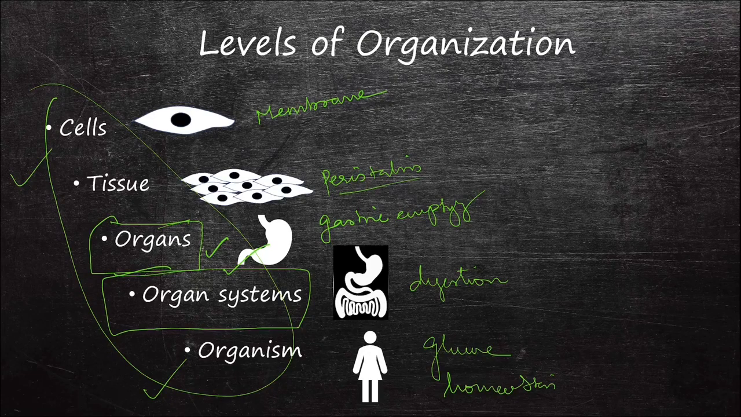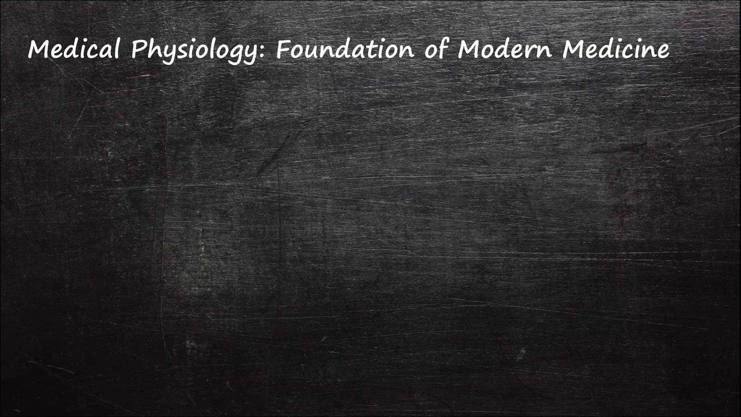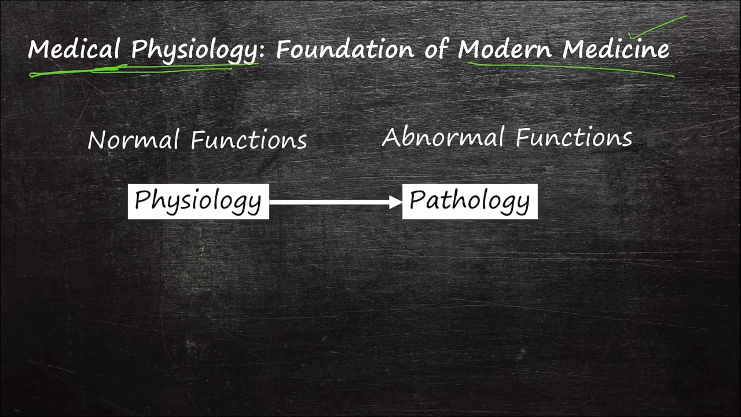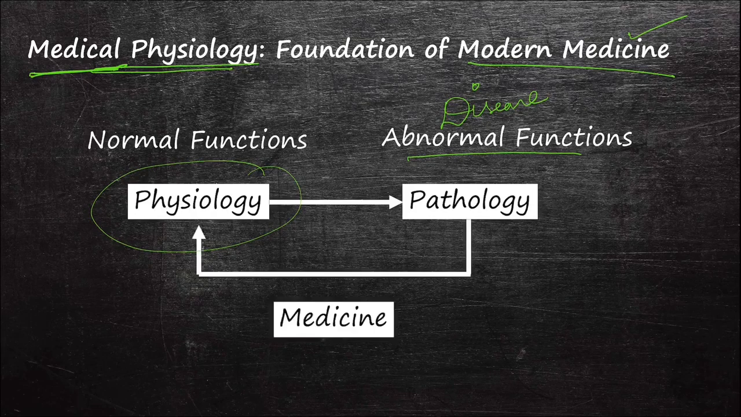In this course, we are going to focus on the concepts which are essential for understanding medicine. This branch is called medical physiology, and it is the foundation for modern medicine. When a human body deviates from its normal function, it's called a diseased state, a pathological state. The aim of medicine is to bring the body back from a diseased state to its normal physiology. That is why the study of medicine begins with the study of its foundation, that is medical physiology.